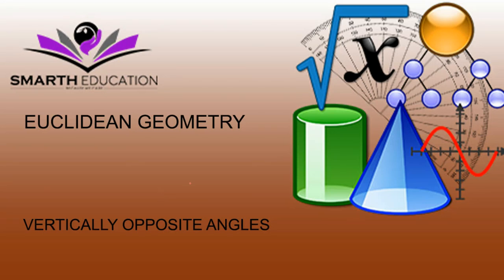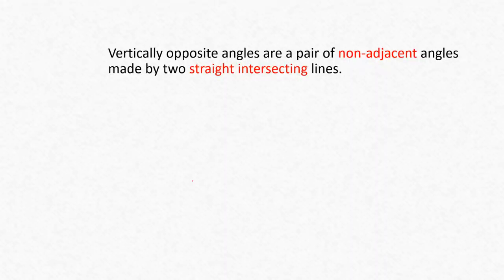Hello everyone, let's look at the vertically opposite angles. Vertically opposite angles are a pair of non-adjacent angles made by two straight intersecting lines.